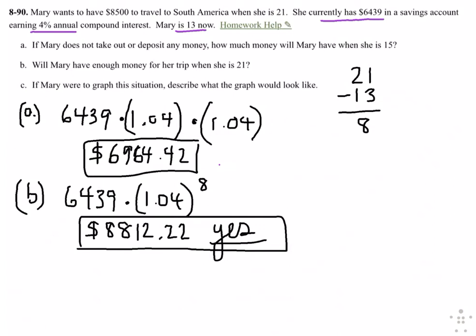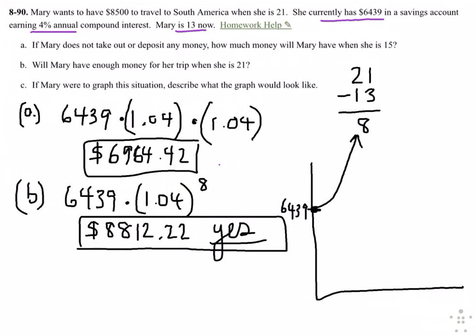And the last one, C, what would the curve look like? Clearly this is an exponential growth, right? So the graph is going to look, I mean, this is a very basic graph, right? So she starts with, let's call this, sorry, this is 6,439, right, at 0 years. And then it's going to grow up like this and curve up like that, right?